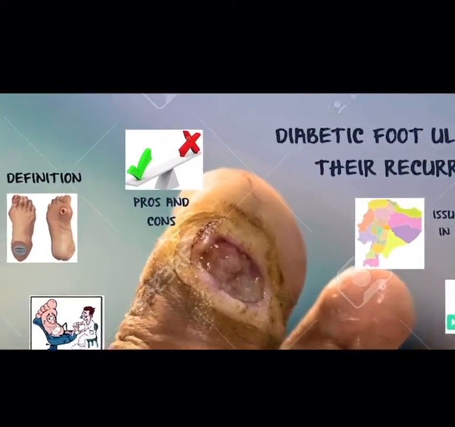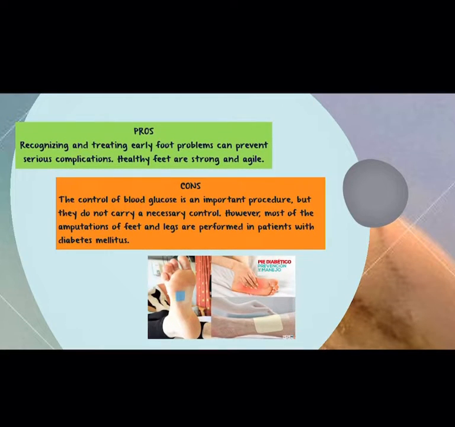Pros and cons. Pros: recognize and treat early foot problems, which can prevent serious complications. Healthy feet are strong and agile. And cons: the control of glucose is an important procedure, but they don't carry out unnecessary control. However, most amputations of feet and legs are performed in patients with diabetes mellitus.